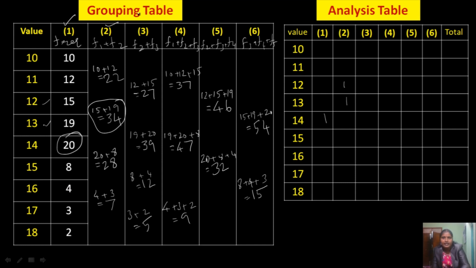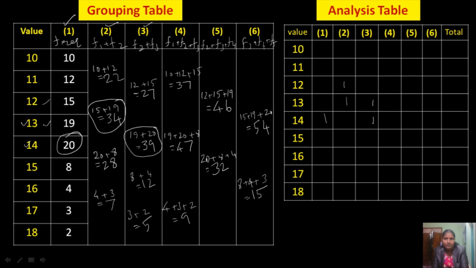Then in column 3, the highest value here is 39. It is obtained by adding 19 and 20. By adding 19 and 20, I get 39. 19 and 20 correspond to 13 and 14. So I just put 1 against 13 and 14 under column 3 in the analysis table.